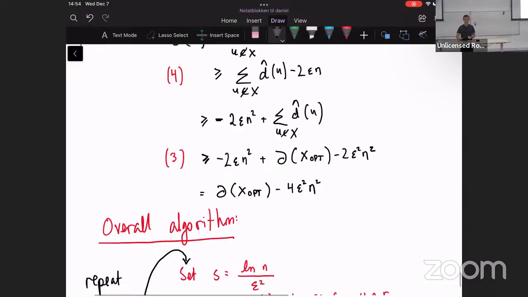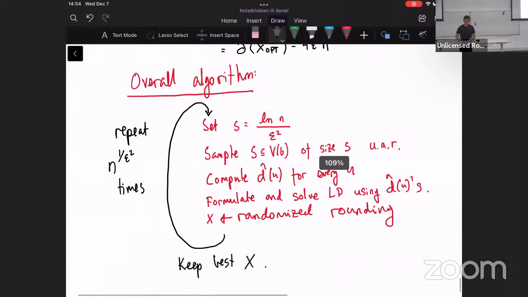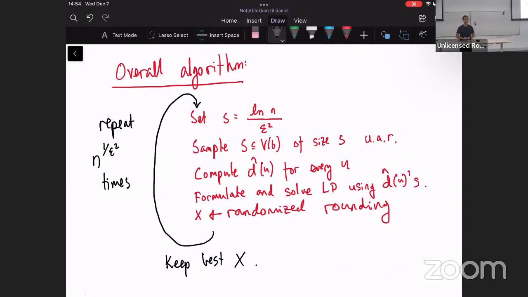Okay, so what's the overall algorithm? You repeat a bunch of times, like n to the 1 over epsilon square many times. Take a sample of size s uniformly at random. Use the sample to compute the degree estimates. Using the degree estimates, you formulate and solve this d hat LP. Apply randomized rounding to get your set X. Now you have a set X, you keep the best one.